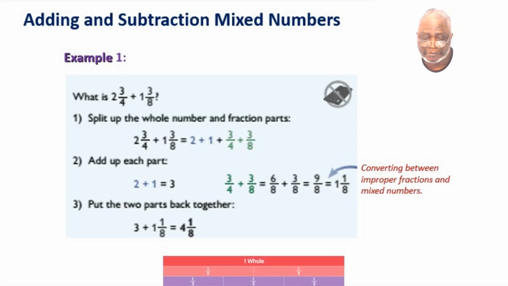Don't forget to convert between improper fractions and mixed fractions when you have your answer, because you already have 3, and then you have your answer of the calculation of the fractions as 1 1/8. So 3 plus 1 is equal to 4, plus 1/8. So your answer is 4 1/8.